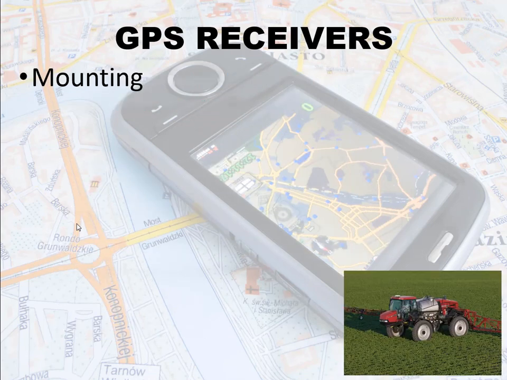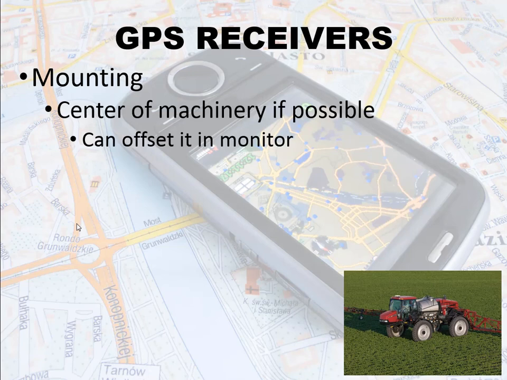A couple of other things when it comes to GPS receivers. I put this in here because I've seen some issues in the past. If you have a GPS receiver, what should you think about? The key thing is, where do you mount it on a piece of machinery? Some things to keep in mind. Number one, try to put it in the center of the machinery if possible. You don't have to. If you think about some of the older combines where the cab is off to one side, you can mount it on the cab, not a problem.